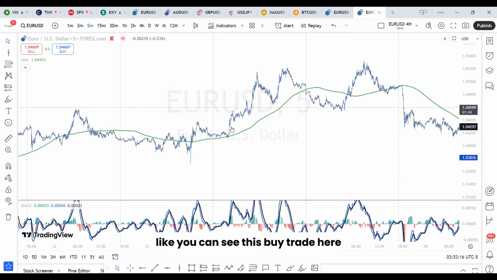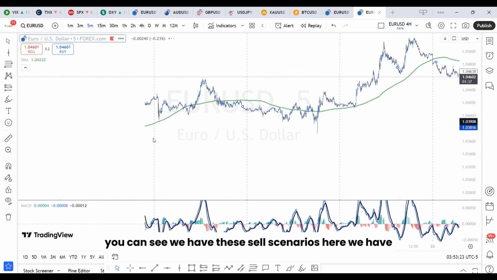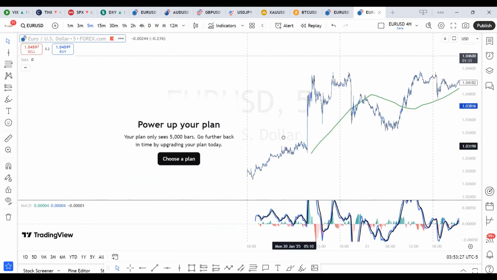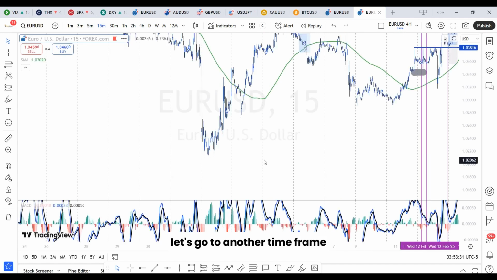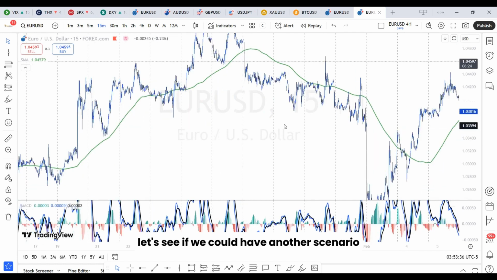Like you can see this buy trade here. You can see we have these sell scenarios here. We have, okay, we're getting to the end of the chart here. Let's go to another time frame. Let's see if we could have another scenario.